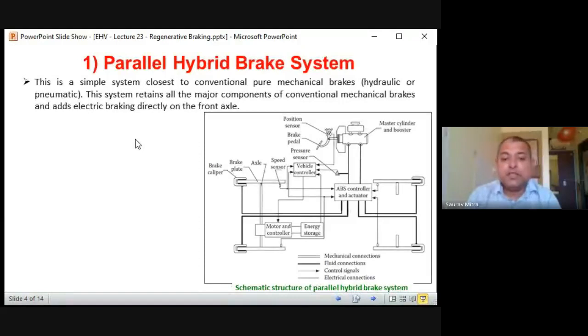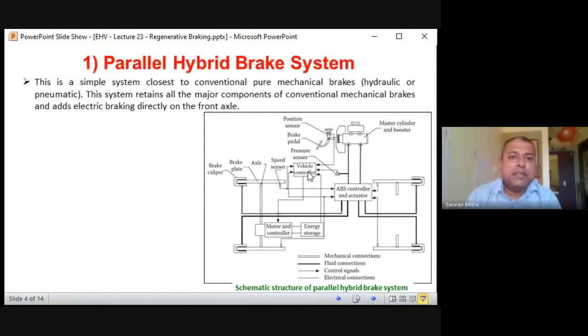First is the motor and the controller. Then there is energy storage, which can be a battery. There is an electric motor because we are talking about an electric vehicle. Then there is a vehicle controller. The vehicle controller handles different attitude and dynamics control for a vehicle. All these things come under the vehicle controller.